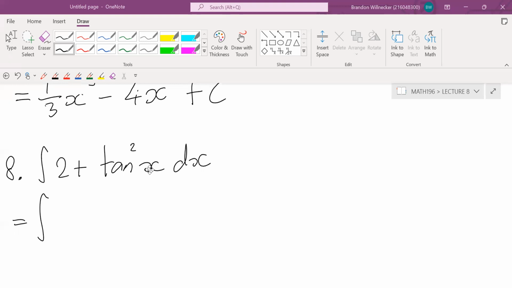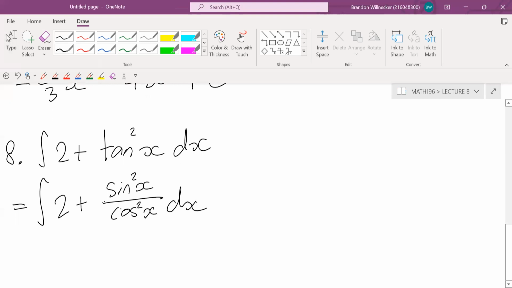Okay, so we know that tan can be written as sine over cosine. So let's try that and see where we get. So we're going to have 2 plus sine squared of x over cosine squared of x dx.